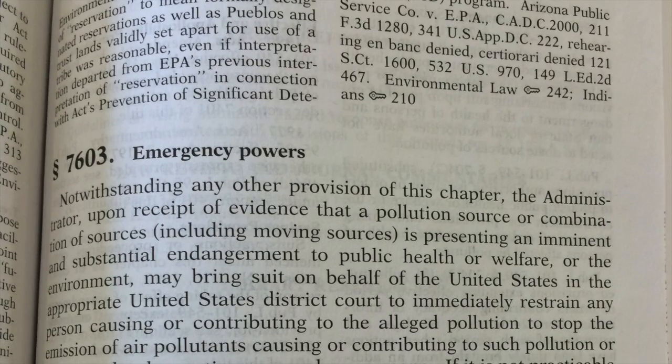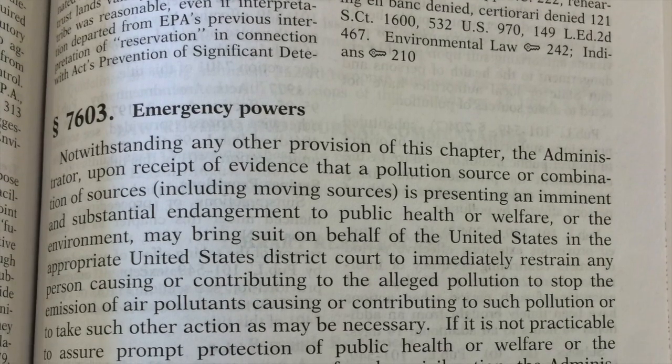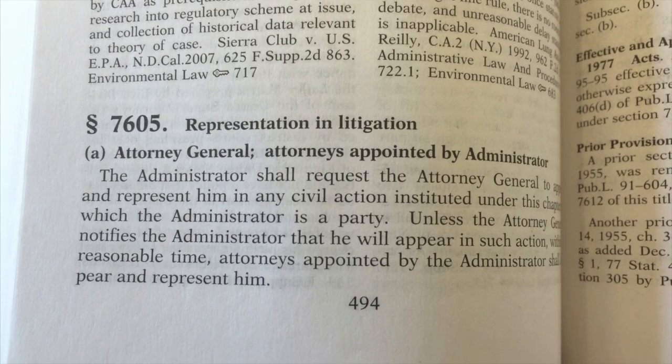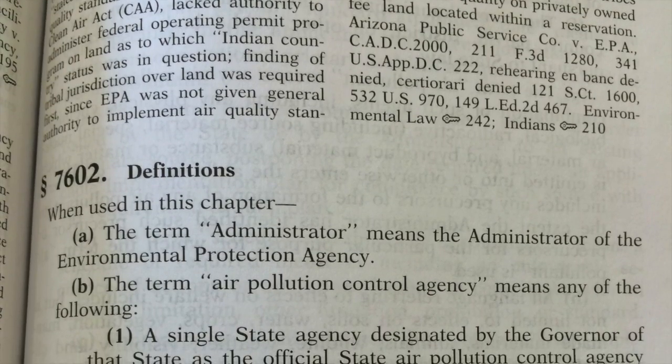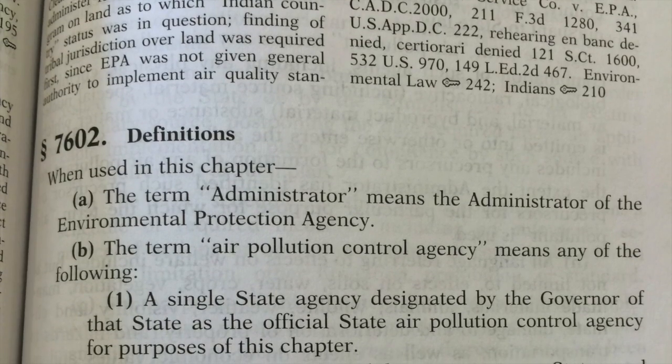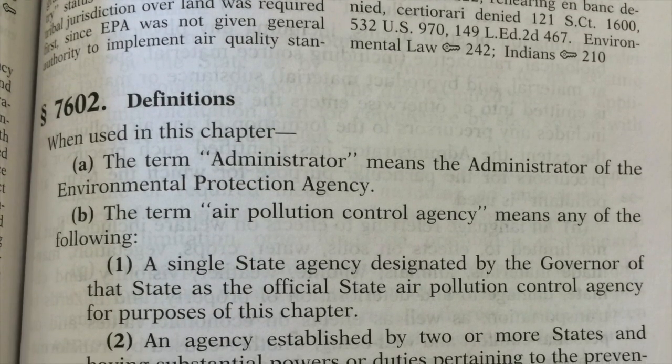It's generally a good practice to just look around a statute to see if there is anything else relevant and important in understanding what you've already found. In this case, Section 7602, definitions, might help. We can see here that the term administrator means the administrator of the Environmental Protection Agency. Now we have no doubt that it's time to head into regulations.